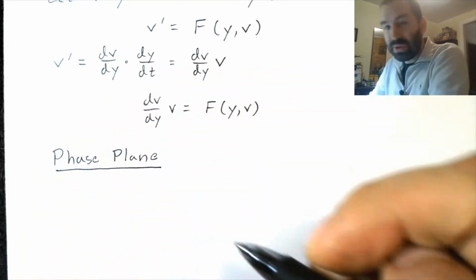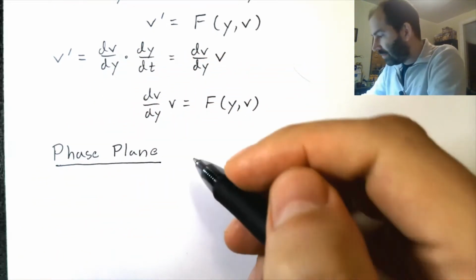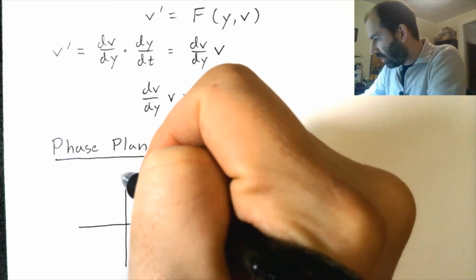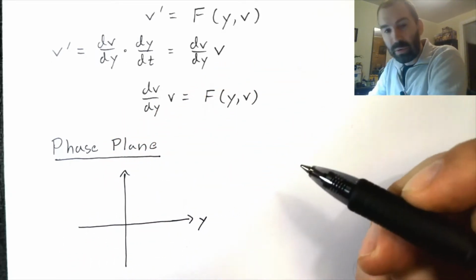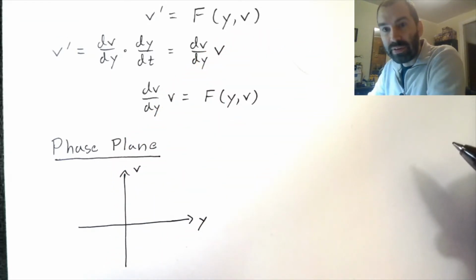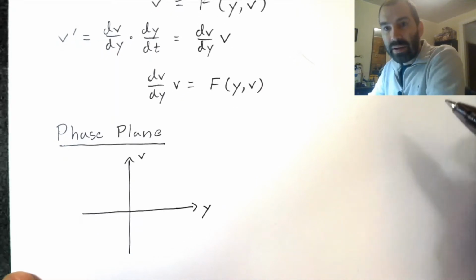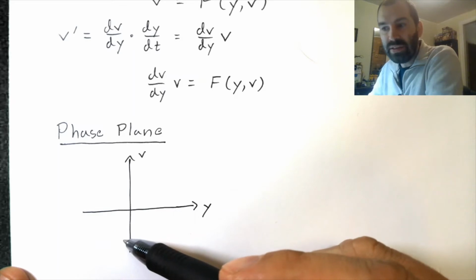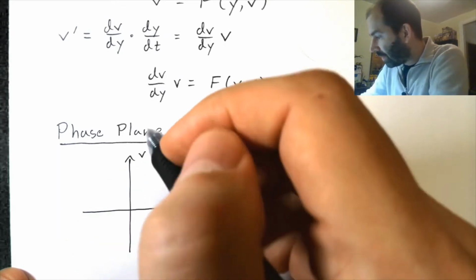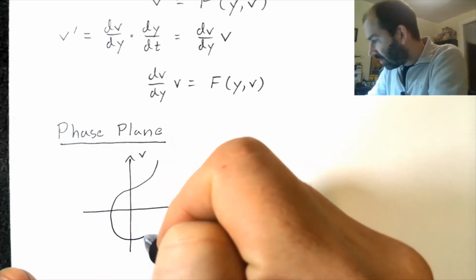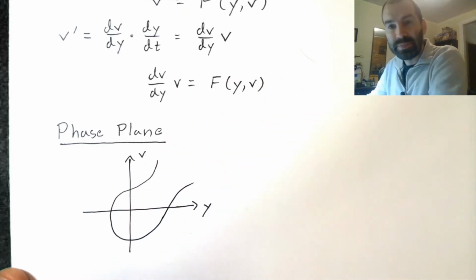The phase plane is a set of coordinates where we let y be the horizontal coordinate and v be the vertical coordinate. And what we're going to do is study how solutions plot in the phase plane. So a solution to our differential equation might end up looking something like this. That's a solution curve.